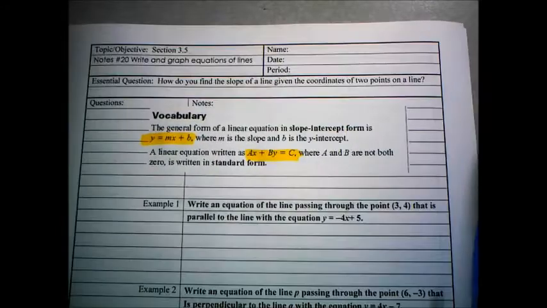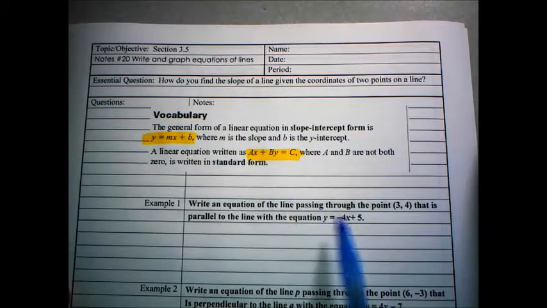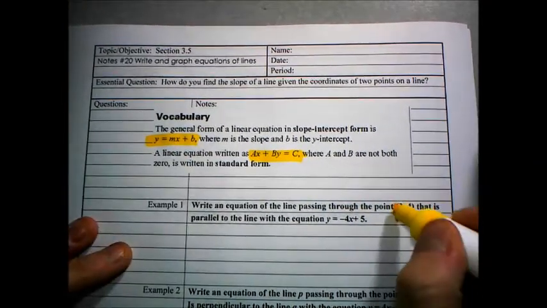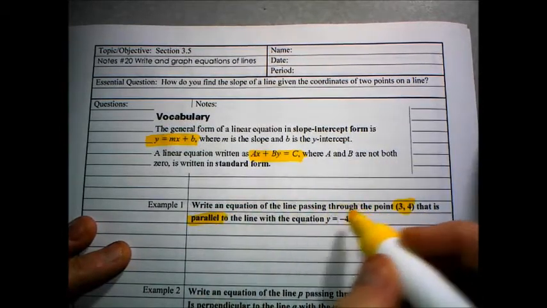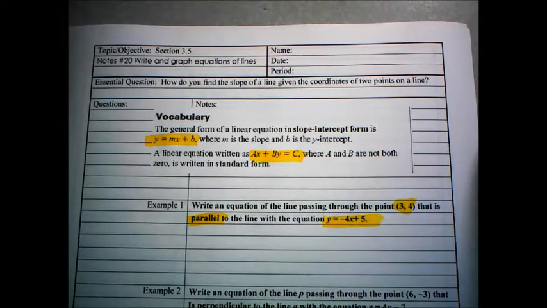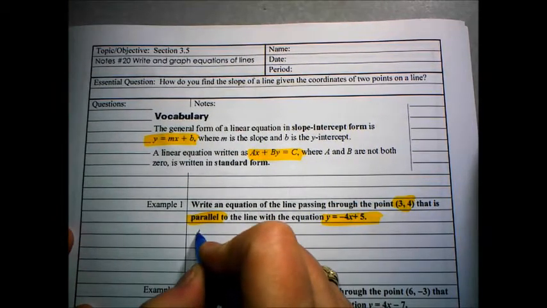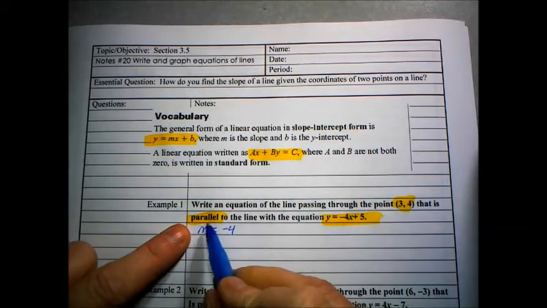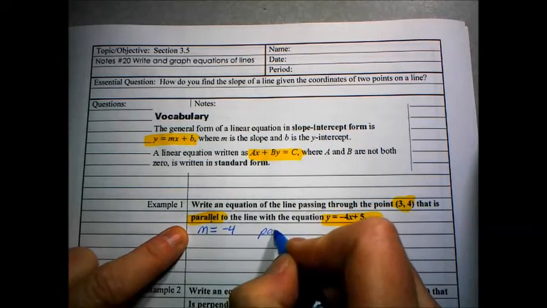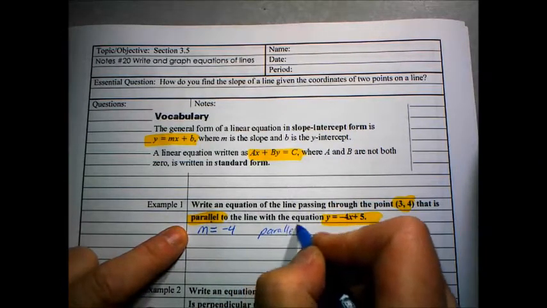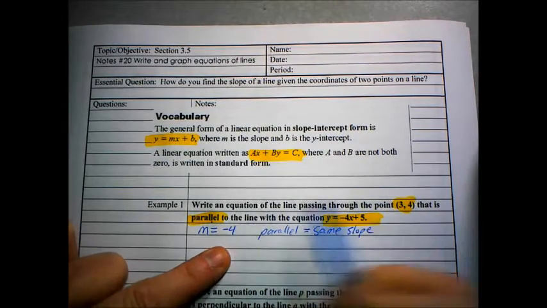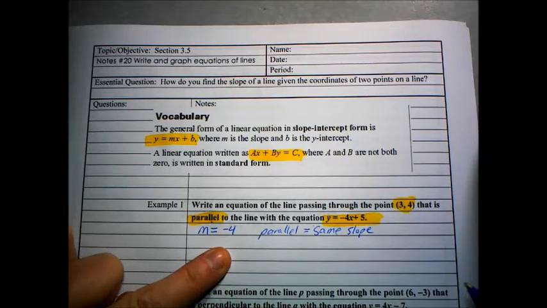Okay, first example. It says write an equation of a line that passes through this given point and is parallel to the equation y equals negative 4x plus 5. From this equation, the only thing you need is the m, which is our negative 4. Remember, parallel means same slope. I'm not going to do anything to it. And then I have to use this point to find my b.